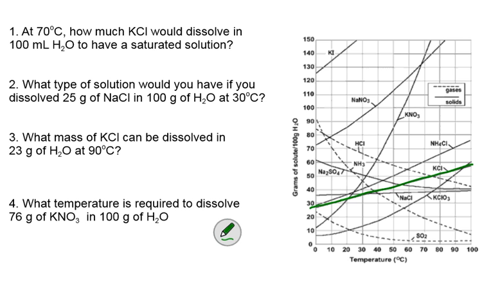So I can ignore all the other lines. I know it's messy and a little bit busy, but just ignore all the other lines. That green line is what we're going to focus on. Now we have two things to look at. We've got our units here, which is grams of solute in every 100 grams or 100 milliliters of water. Remember that 1 gram of water equals 1 milliliter of water, okay? So if I say 100 grams or 100 milliliters, it's the same thing.